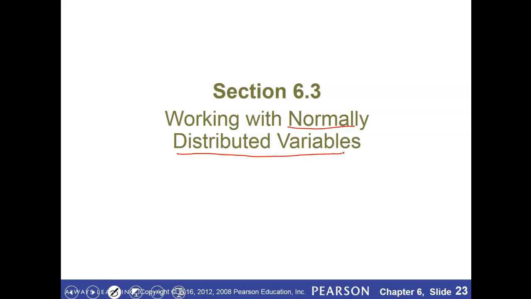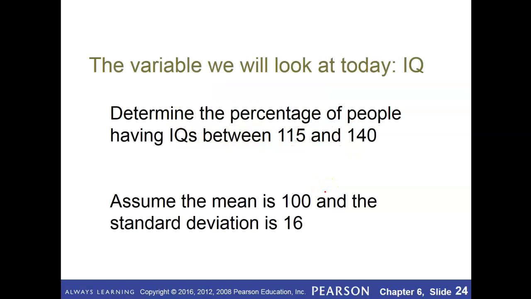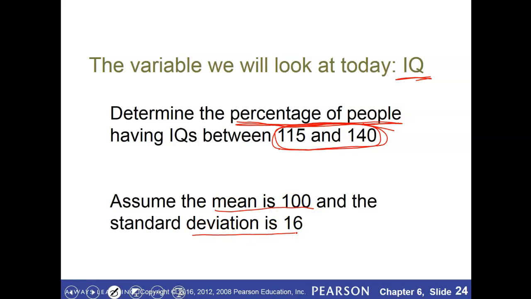And then in 6.2 we talked about how to find the area underneath a curve that is normally distributed and standardized. So today we're going to be taking a look at the full picture of what is going on here with normally distributed variables. And we're going to be looking specifically at this variable, IQ scores. Okay, so we want to find the percentage of people that have an IQ score somewhere between 115 and 140. We're going to assume that the mean is 100 and that the standard deviation is 16.